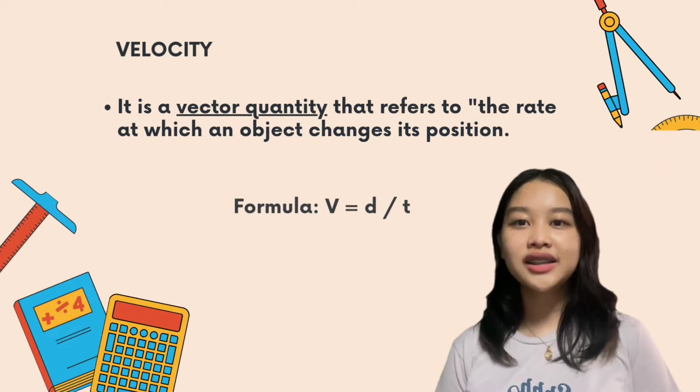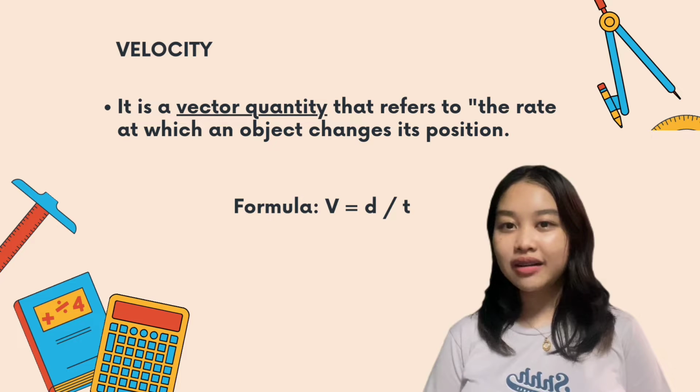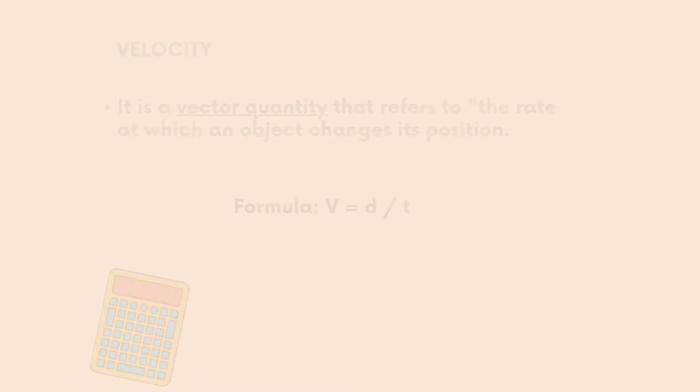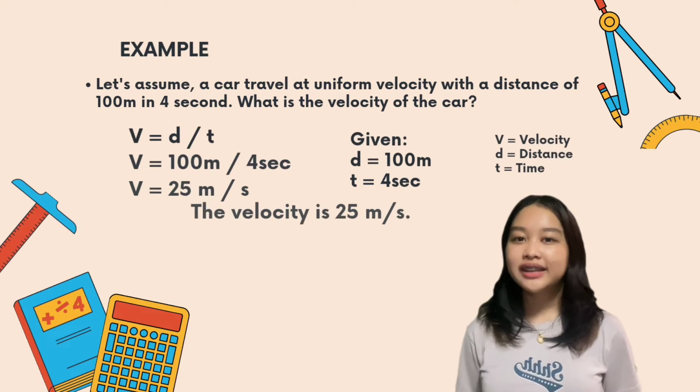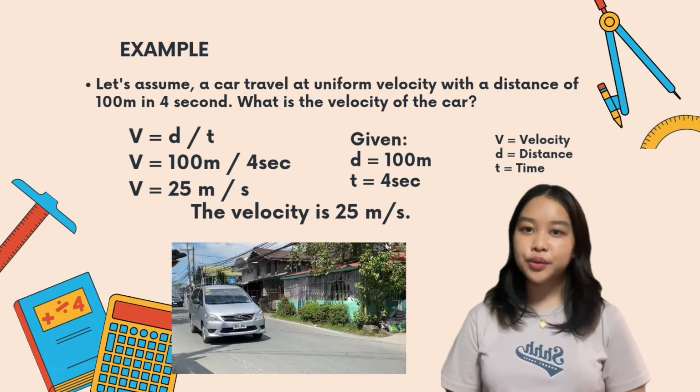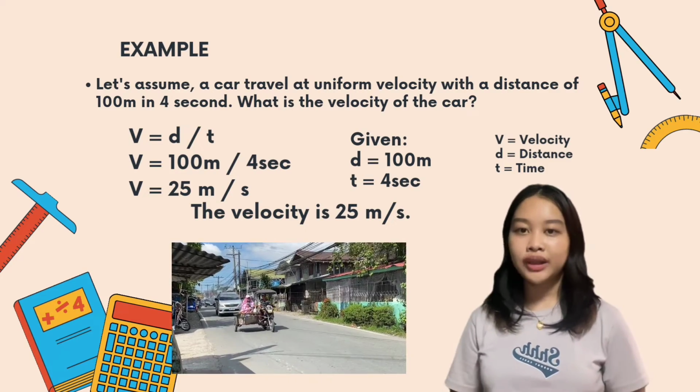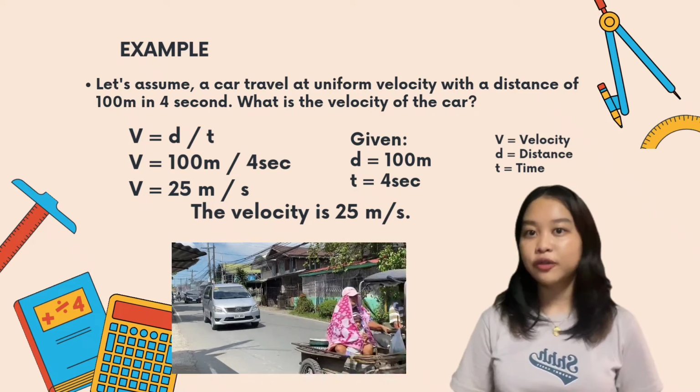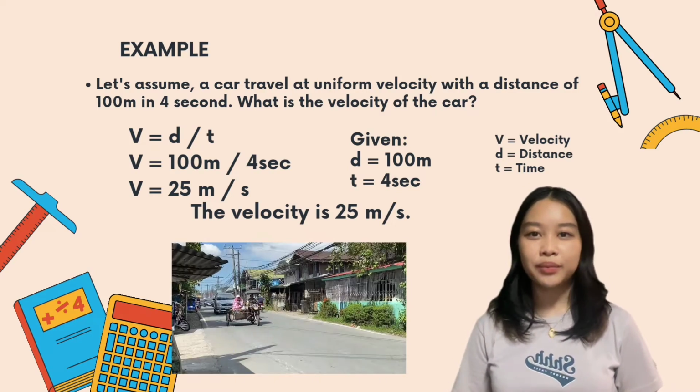Velocity. Velocity is a vector quantity that refers to the rate at which an object changes its position. So, let's give an example. Let's assume a car travels at uniform speed a distance of 100 meters in 4 seconds. What is the velocity of the car?